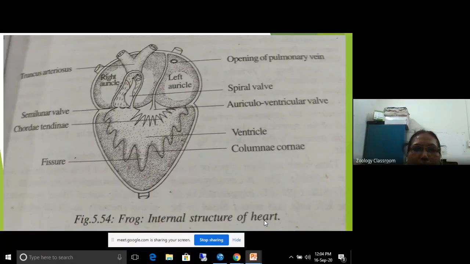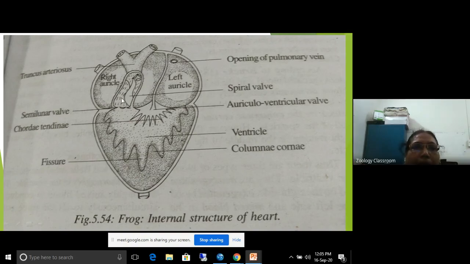We see in the diagram. So this is the heart of frog. We see this type of diagram, also another type. So this is the frog heart internal structure. In that, this is the right auricle, this is the left auricle. On this side, the opening of the pulmonary vein, which collects blood from the lung, and this is the pure blood. Then on this side there is the right auricle, where the sinus venosus opens. Sinus venosus opens into this right auricle.